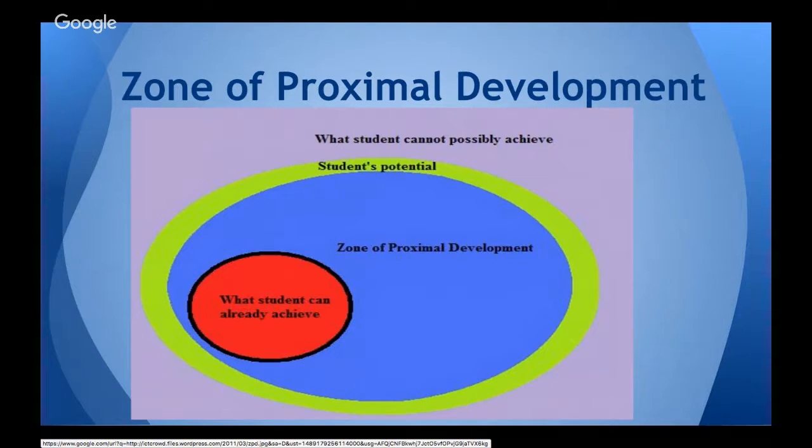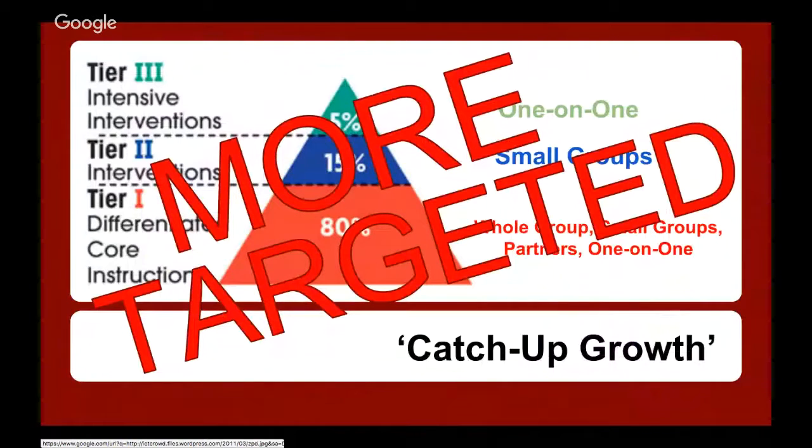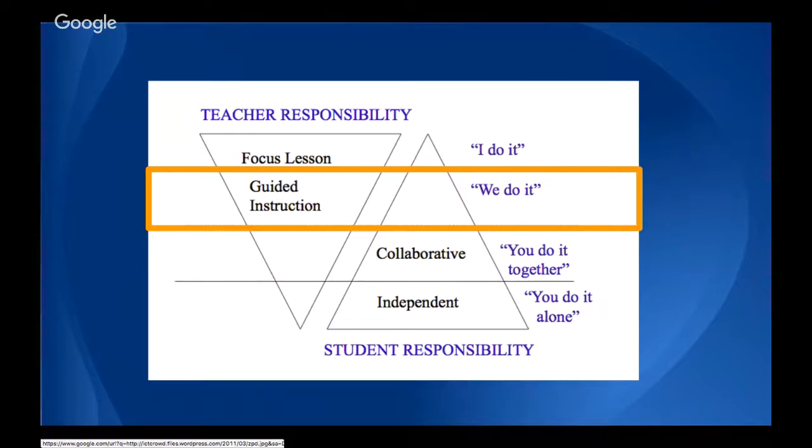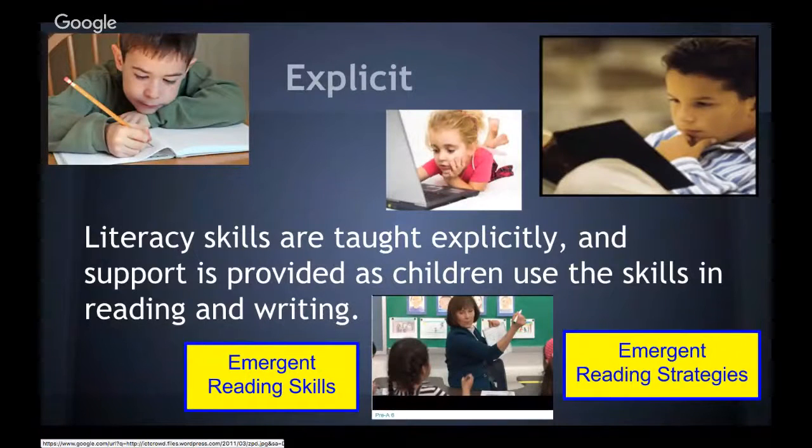It's the only place in the gradual release structure. When we say that kids need two things for catch-up growth, they need more instruction and they need targeted instruction, it happens in that guided instruction. That's the only place it happens. So this explicit instruction that Owocki is talking about, in whole group, in small group, in one-on-one, we know that in their guided reading, kids are definitely explicitly taught, but they're provided support as they use the skills in real reading and writing. That is critical.